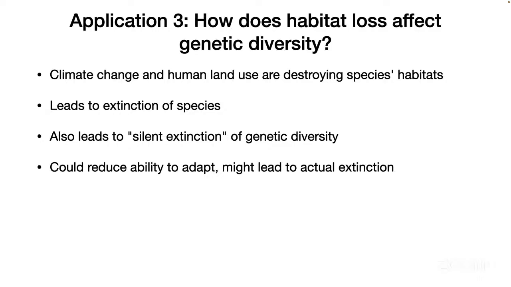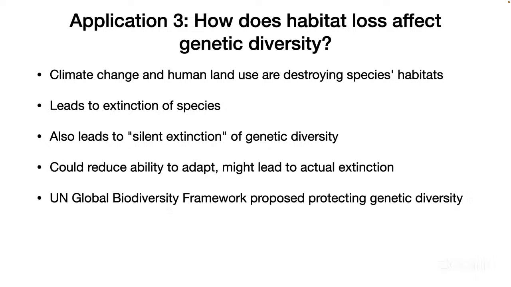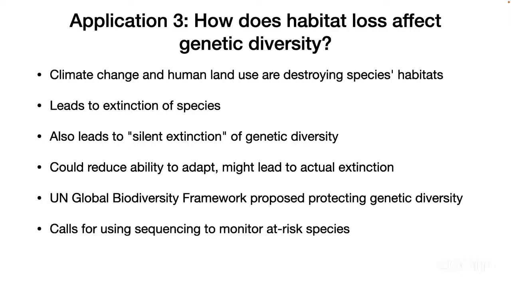This is a concern because you might think that if you reduce genetic diversity, you're reducing the pool of variation that could adapt to a changing environment. You can end up in this sort of death spiral. And so in light of this, the UN GBF has proposed protecting genetic diversity, so setting targets, like we want to protect 90% of global genetic diversity, which I have some issues with in terms of how you quantify that. But this is gaining some traction. And there have recently been some calls for using sequencing to monitor species that are at risk.